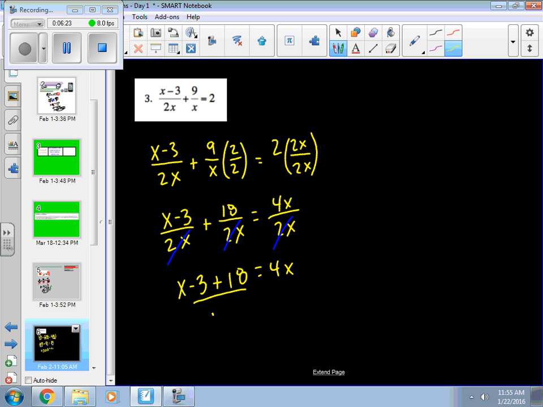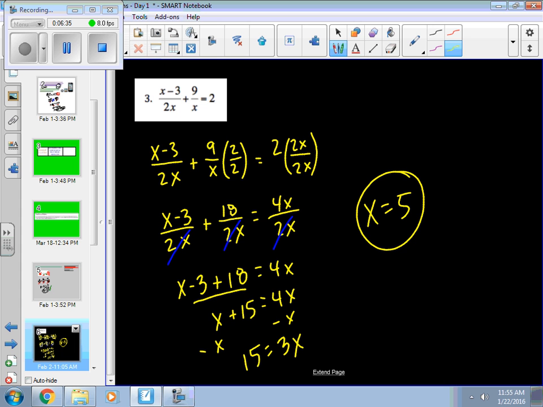We got some like terms here. We can minus an x from both sides. And if we divide by 3, it looks like x equals 5. We want to do a quick check to make sure 5 works. Looks like 5 is going to be fine. If we put 5 here and 5 here, neither one is going to have a denominator of 0.